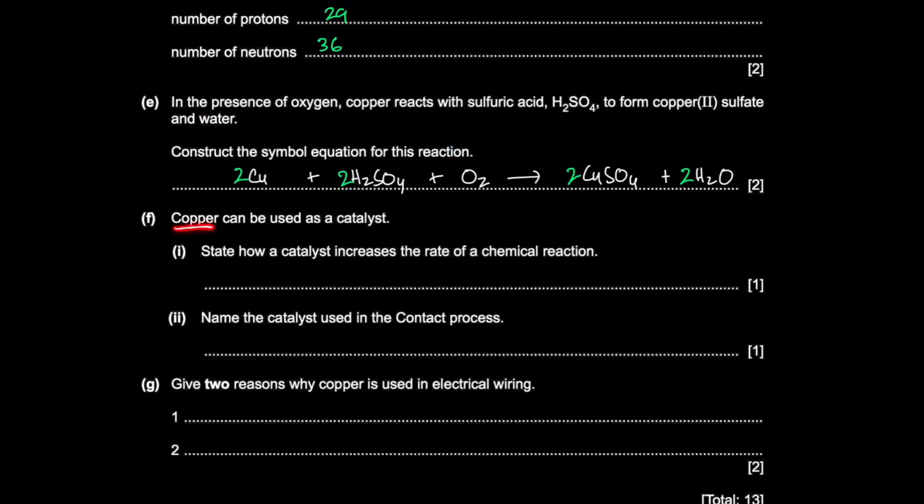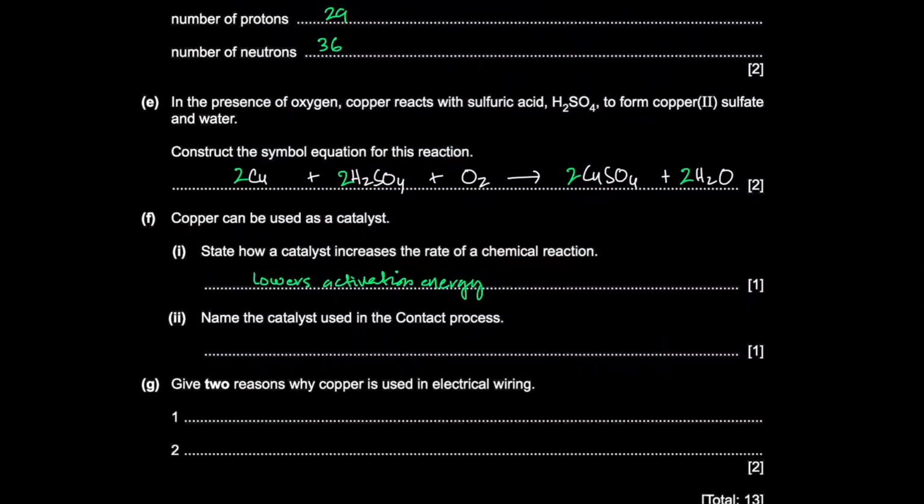Copper can be used as a catalyst. State how a catalyst increases the rate of a chemical reaction. Well, a catalyst lowers the activation energy, right? It lowers the activation energy. Just have to state it. Do not have to explain it.